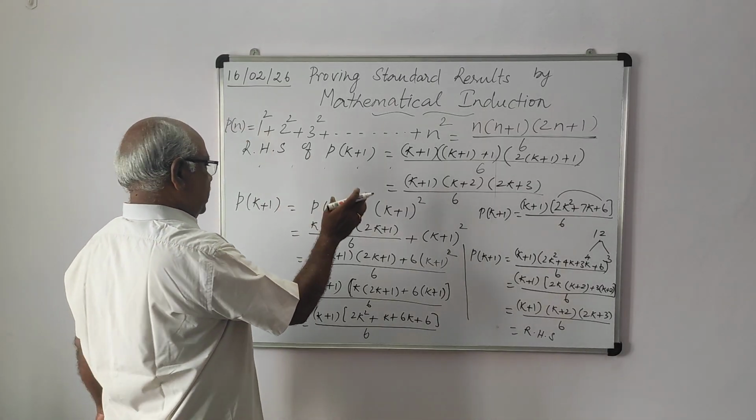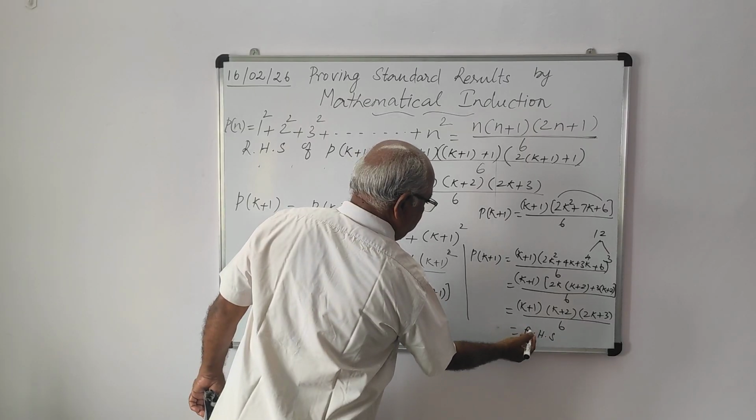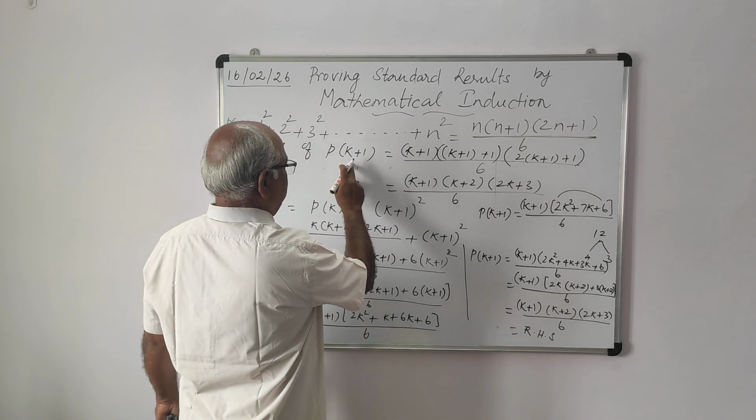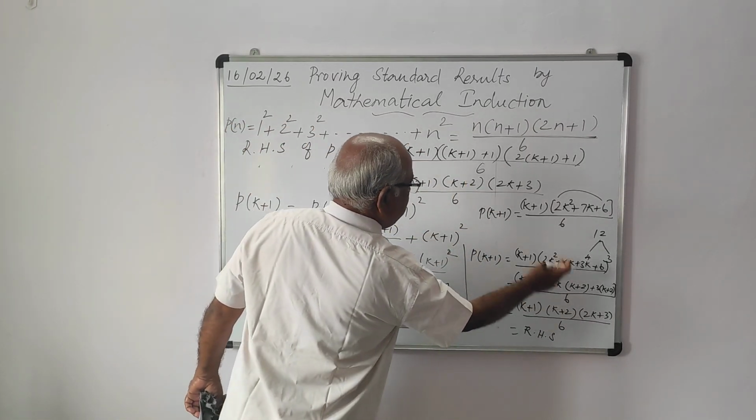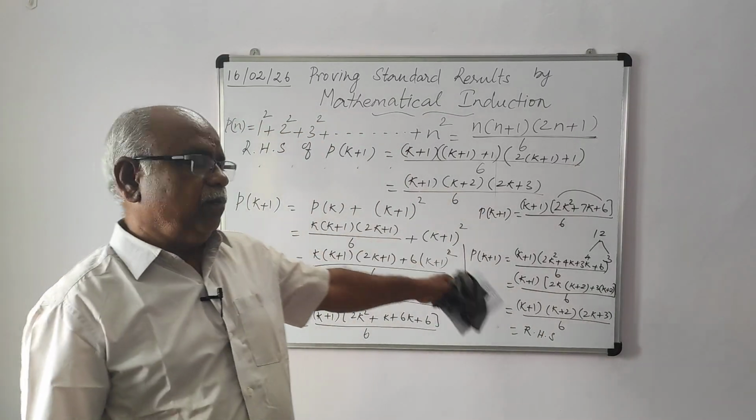Assuming the result is true for n equal to k, we proved that the result is true for n equal to k plus 1. For n equal to k plus 1, P of k plus 1 is k plus 1 into k plus 2 into 2k plus 3 by 6. Therefore, the result is true for n equal to k plus 1.